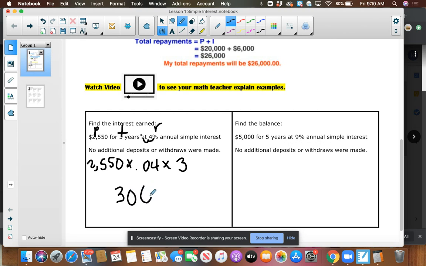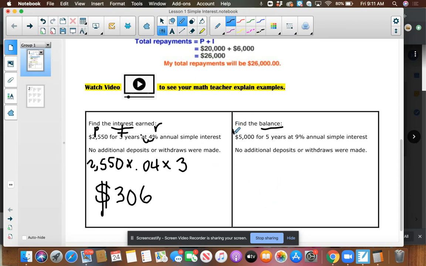That is how much extra money that you're going to end up paying by the time the 3 years is over. Okay, next example. This one says find the balance. The first example only said to find the interest. So this is a different scenario. You're going to have to go an extra step. After you find the interest, we're going to have to add it.